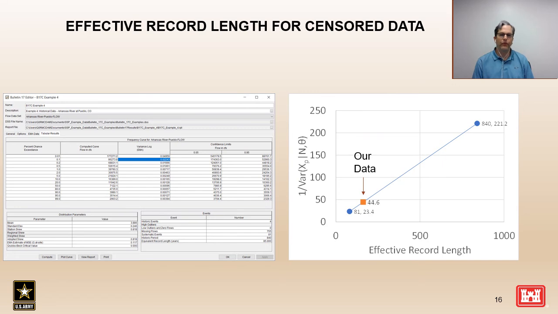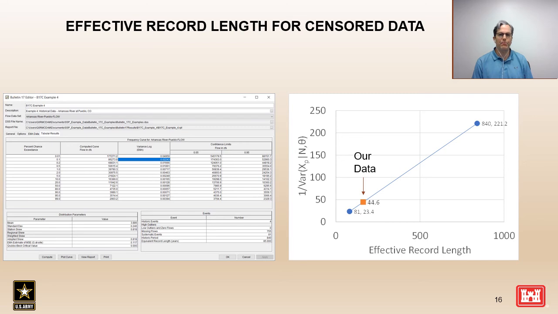Here is how we can use the linear relationship between the inverse of quantile variance and the record length to get an estimate of the effective record length. We start with the frequency analysis of our data set and get an estimate of the quantile variance at a particular annual exceedance probability. Software like HEC-SSP will calculate and report this value for you, as shown in the figure on the left-hand side.